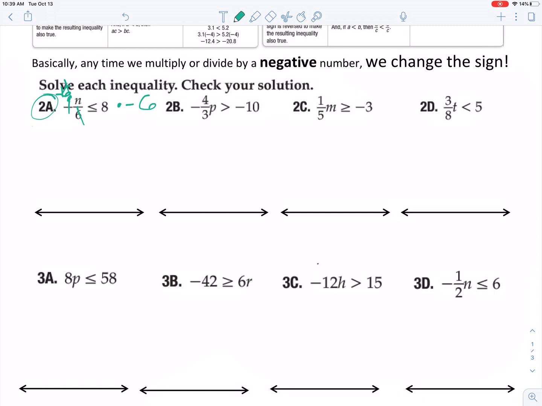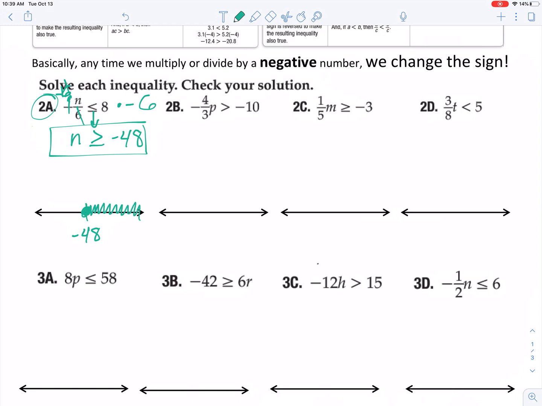And then stop and ask yourself, did I multiply or divide by a negative? And the answer is yes. So that means you need to switch the sign. Past that, everything's the same. Okay, and I can graph it again. Since it does equal it, it's going to be a nice happy dot. Numbers bigger than -48 would be to the right.